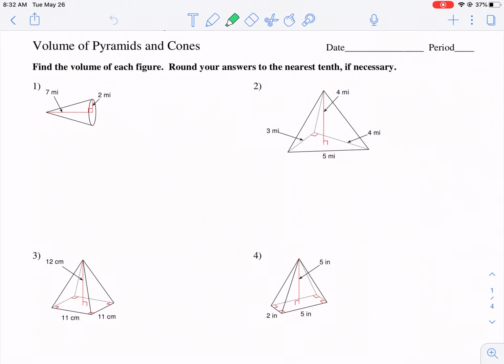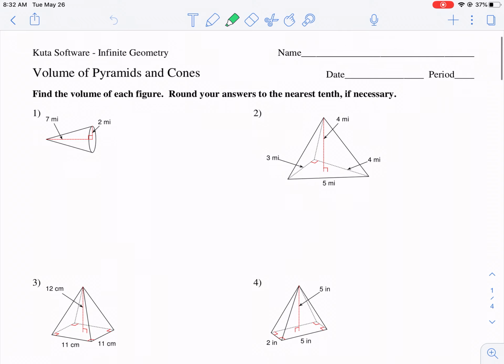Welcome back everyone to Wes Explains Best. Today we're going to be doing another Kuta Software worksheet tutorial on the volume of pyramids and cones.